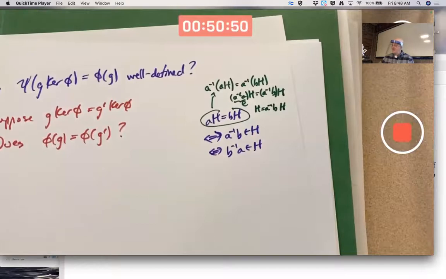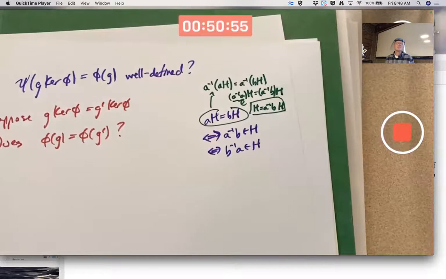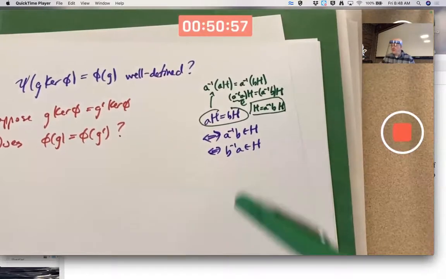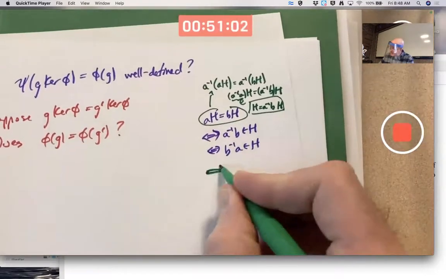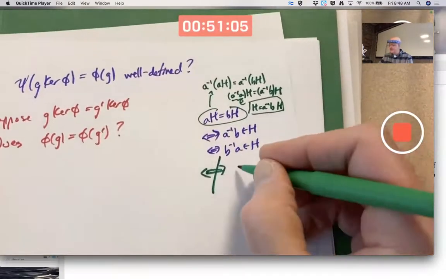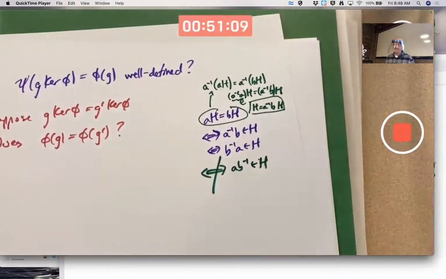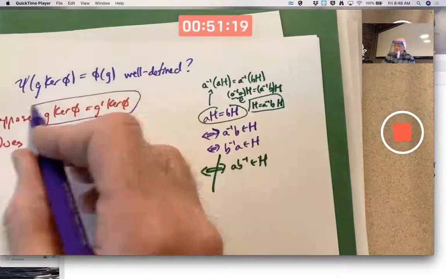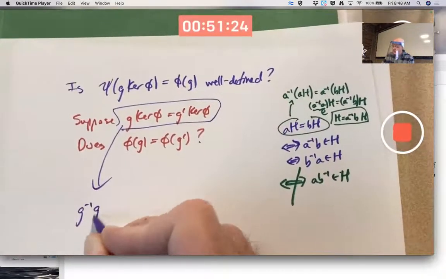And that equality would mean a inverse b is in H. Careful, the inverse does have to be the one on the left. This is not equivalent to, I'll put a big not through it, a b inverse being in H, for example. Not equivalent to that, unless the group happens to be abelian. So the fact that this is, I'm supposing this is true, that means I can say, for example, g inverse g prime is in the kernel.